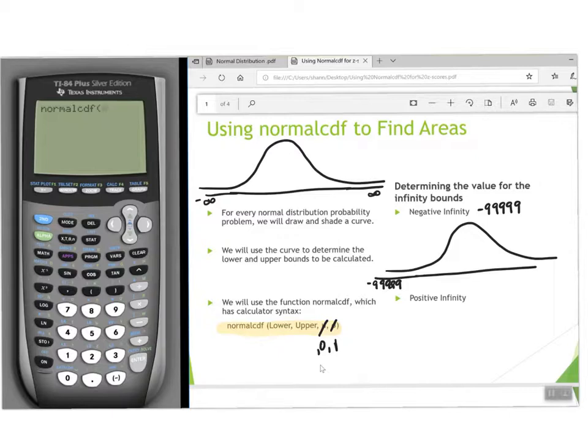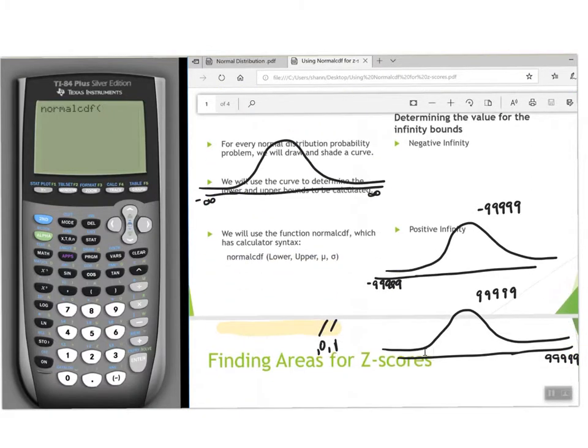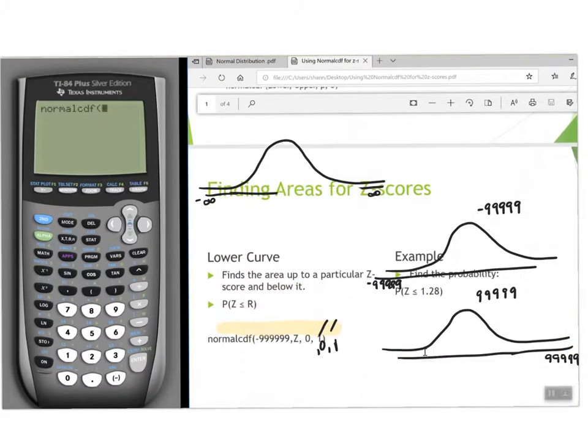And then for positive infinity, we're going to draw a curve again. And on positive infinity, we're going to put a bunch of positive 99999. However many you want to, just at least put 5 for the time being. So once we have that done, we'll actually find the area for z-scores.